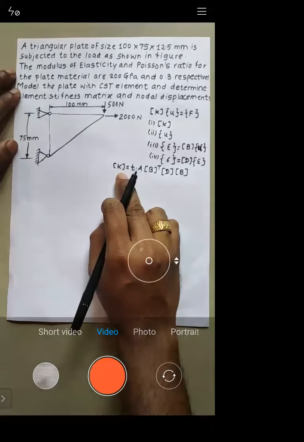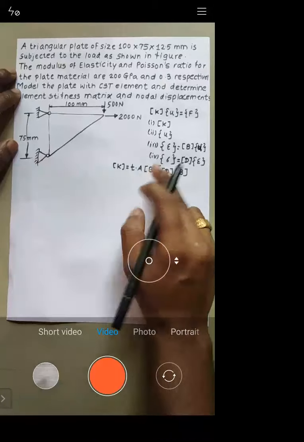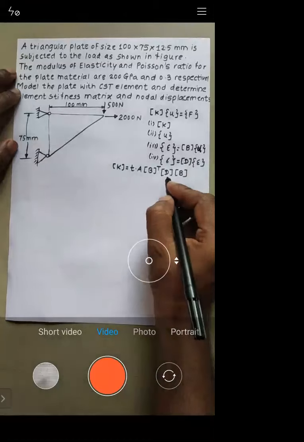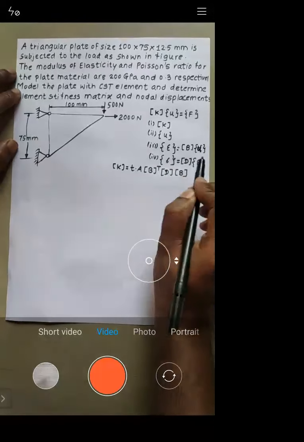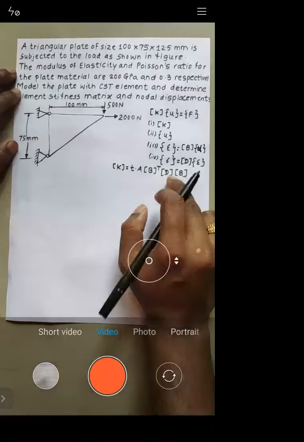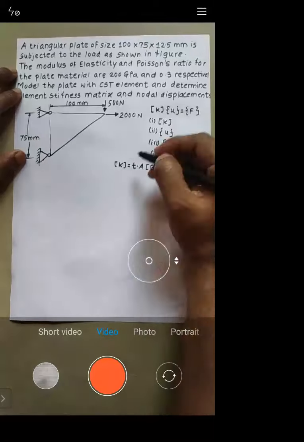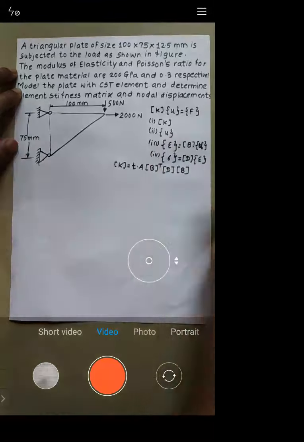Element stiffness matrix is given by thickness into area into transpose of matrix B. This is matrix B, which relates strain to the displacement, into D. This D matrix relates stress to the strain. So D into again B. This will give me the stiffness matrix. Once I calculate the stiffness matrix, then I will calculate displacement, strain and stress, right?